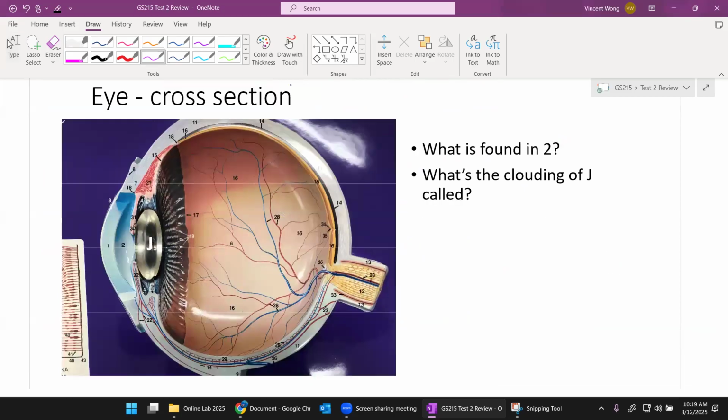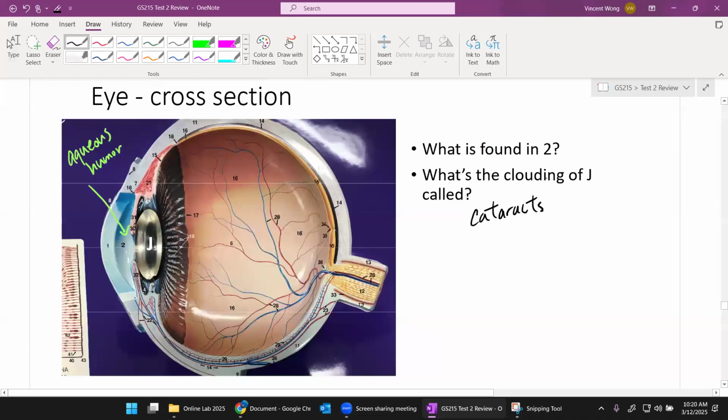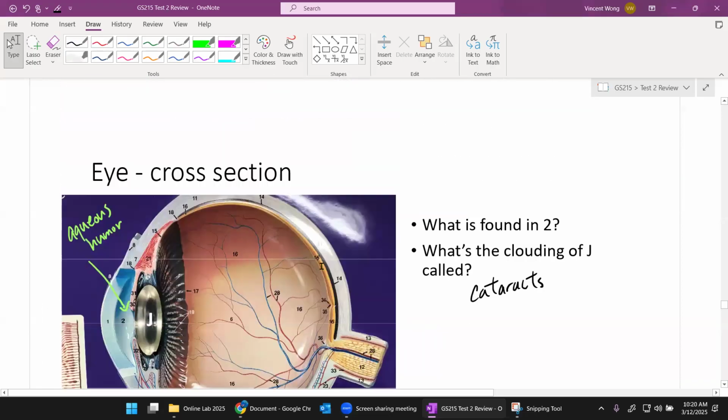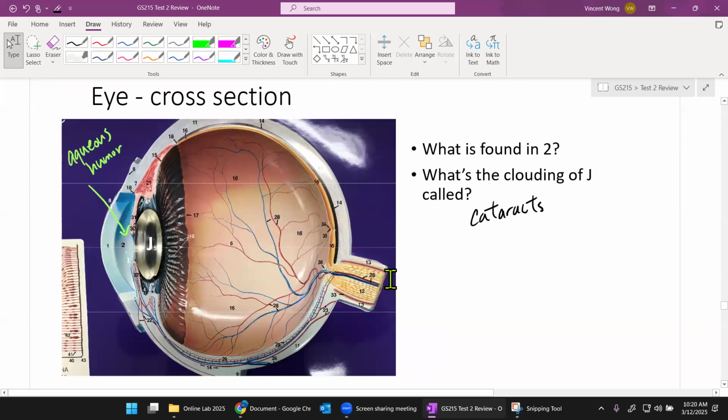This is just another eye. What is found in number two? Number two over here is the aqueous humor, which nourishes the cornea and the lens. The clouding of the lens is called cataracts. Obviously, you can identify other stuff as well. I'm not going to do it, but you should. Optic disc here, optic nerve, and so on and so forth.